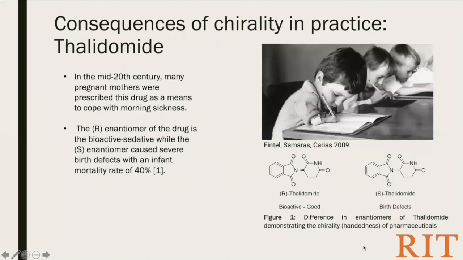One example of such is the drug thalidomide. This was prescribed to pregnant mothers in the mid-20th century as a means to cope with their morning sickness. And you can see here, this is the thalidomide structure. The right-hand side enantiomer of the drug, so one of the mirror images, was a bioactive sedative, while the left-hand side of the drug had exposed the mothers and infants to birth defects and had an infant mortality rate of 40%.